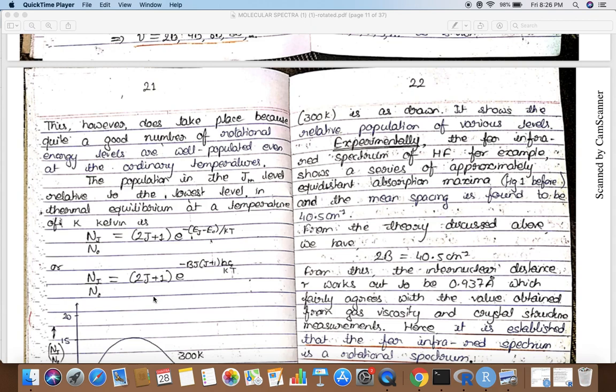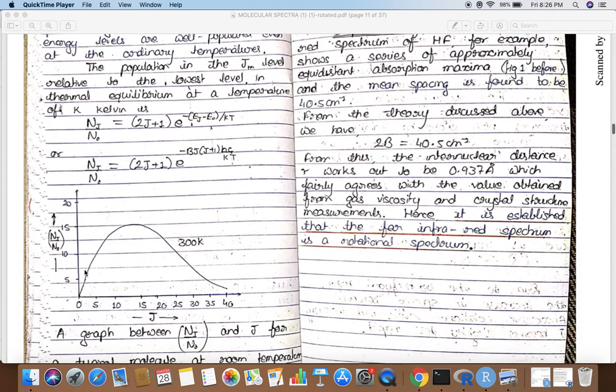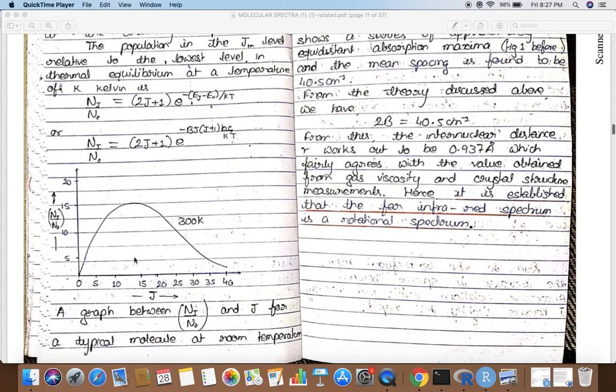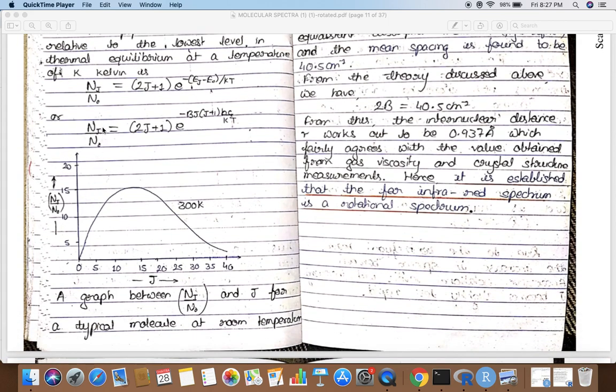For this relation, once you calculate it, you will get a simple spectrum corresponding to J, and you will get a maximum somewhere here. Or what we could do is simply take the first derivative of N_J with respect to J and set it to 0 for the maximum value. Then you get J is equal to the square root of kT divided by 2Bhc, minus 1 upon 2. That value will provide the maximum population in the Jth state.